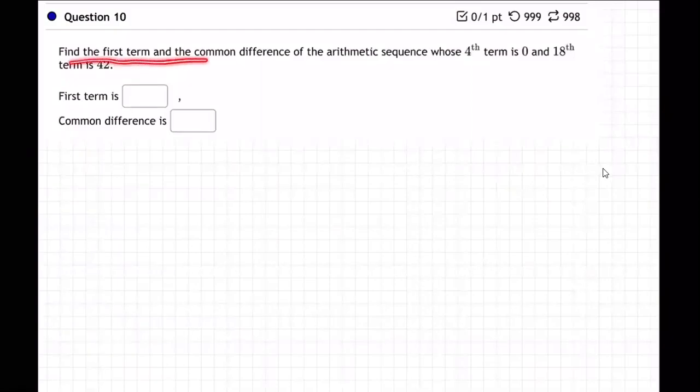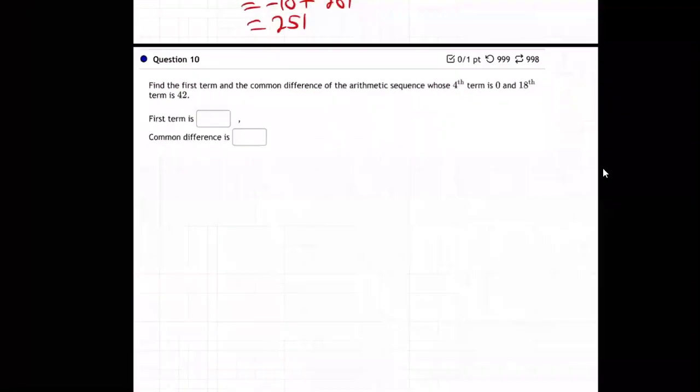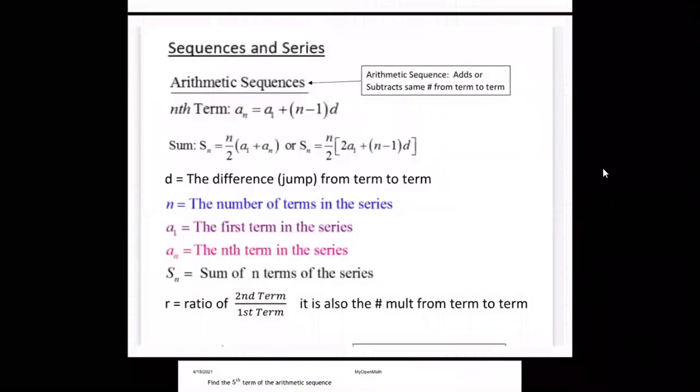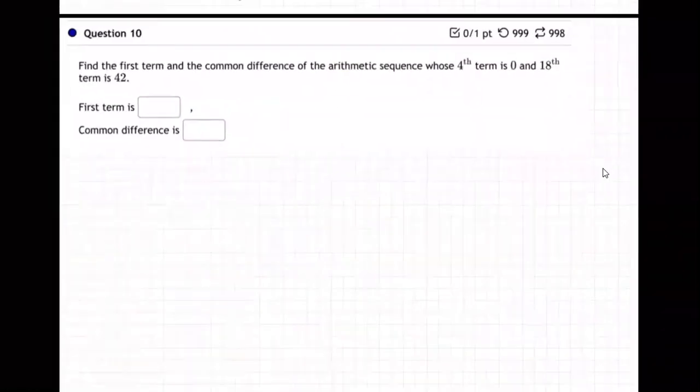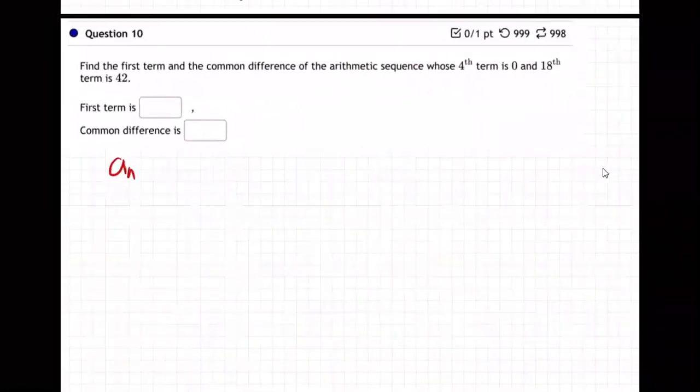Find the first term and common difference of the arithmetic sequence whose fourth term is 0 and 18th term is 42. Okay, so let's go to the notes. Here's the exam 5 notes. It says the arithmetic sequence, the nth term, a sub n equals a1 plus n minus 1 times d. Use that. So a sub n is a1 plus n minus 1 d.